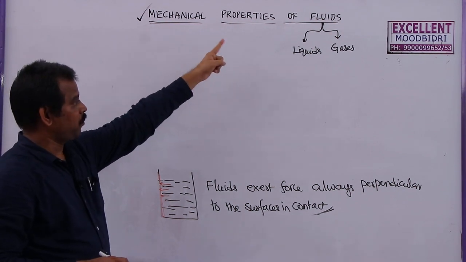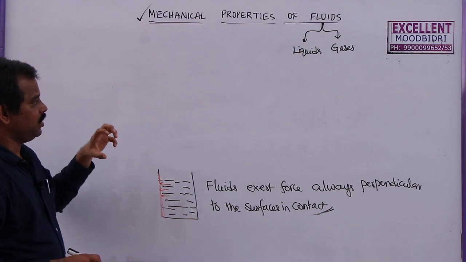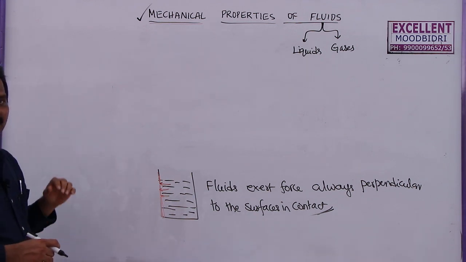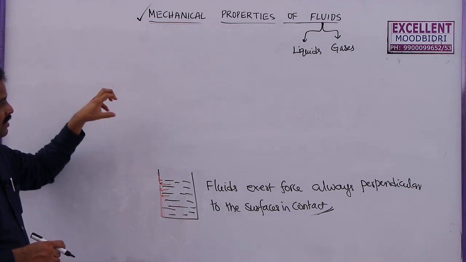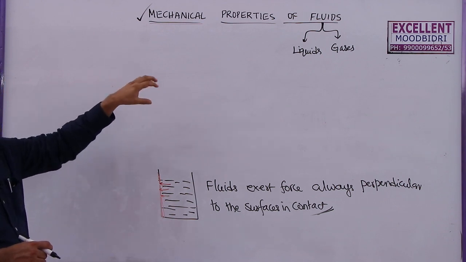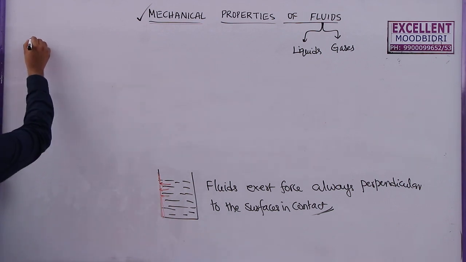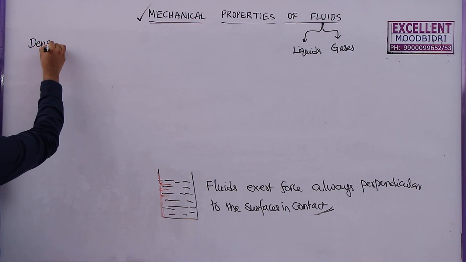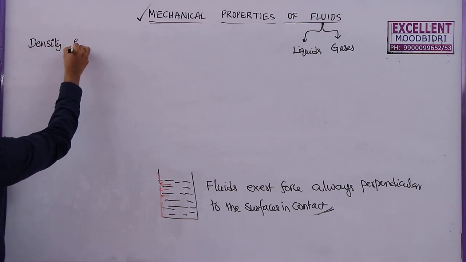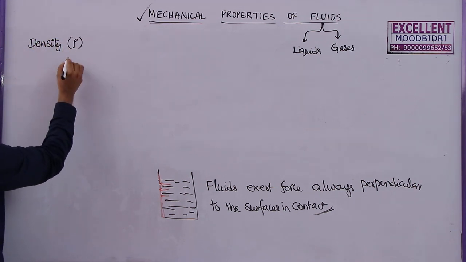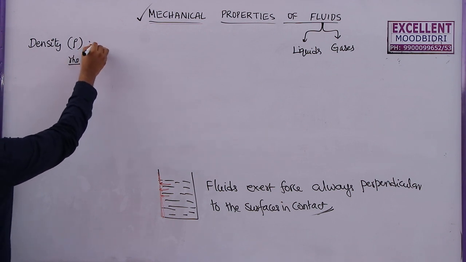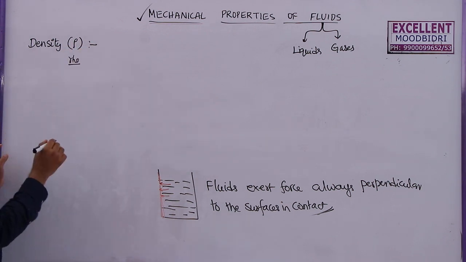About these mechanical properties of fluids, first of all we should have some idea, some knowledge about some of the physical terms that we are going to use in this chapter. The first one is density, generally denoted with the letter rho, R-H-O, a Greek letter. So what is this density?